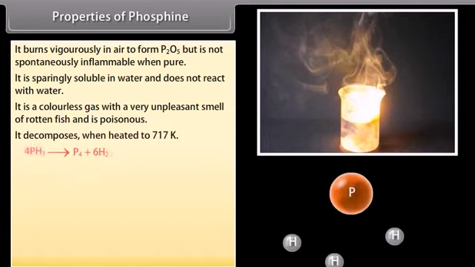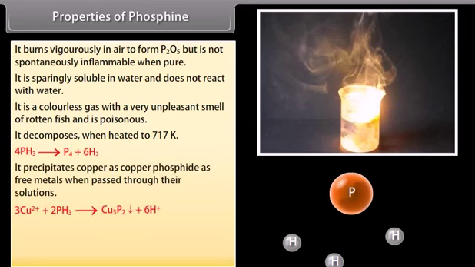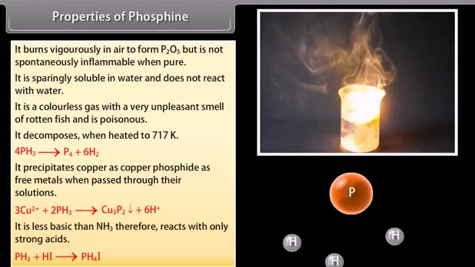It decomposes when heated to 717 Kelvin. It precipitates copper as copper phosphide, and free metals when passed through their solutions. It is less basic than NH3, therefore it reacts only with strong acids.